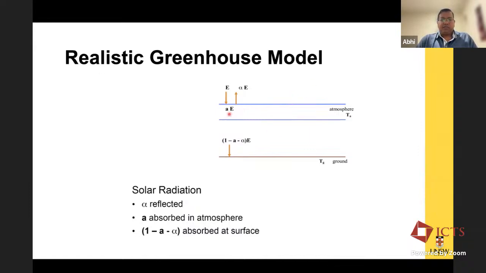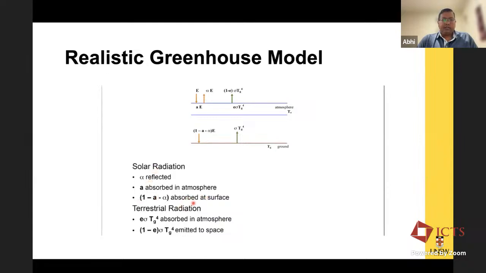So now what we can have is, again, the atmosphere and the ground. We have the solar radiation which gets reflected from the ground with the albedo. We have the absorption in the atmosphere, which is given by A here, and the absorption at the surface, which is given by 1 minus A minus the albedo, applied to the incoming, which is given by E.